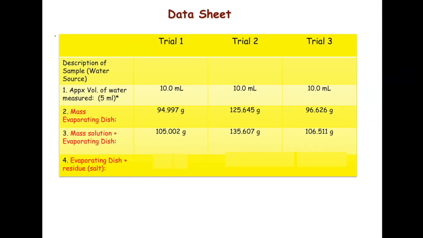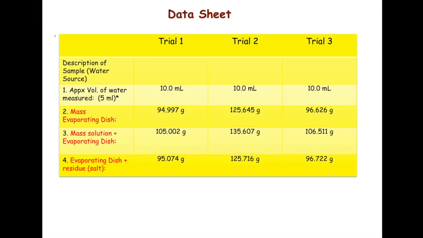After I evaporate the liquid, what I have left is the salt residue, okay? And that salt residue combined with the dish should be more than the evaporating dish alone. If it's less, you've made a mistake. It should be more than the evaporating dish. This one is 95.074.